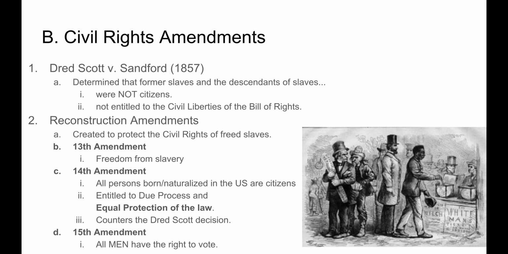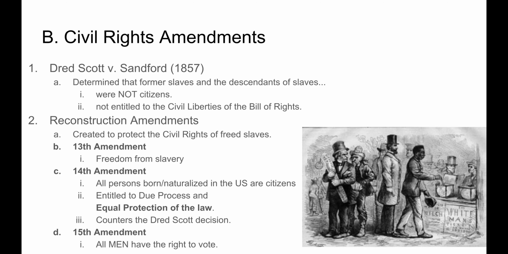You had to go back and change the Constitution to change that precedent. What are some things Congress can do if they dislike a decision? Well, since this decision was based off the Constitution, they can't just write a new law. They have to change the Constitution itself. So enter the 14th Amendment. And what that says is that all persons born or naturalized in the United States are citizens. And all citizens are entitled to due process and equal protection of the law. So two very important clauses.